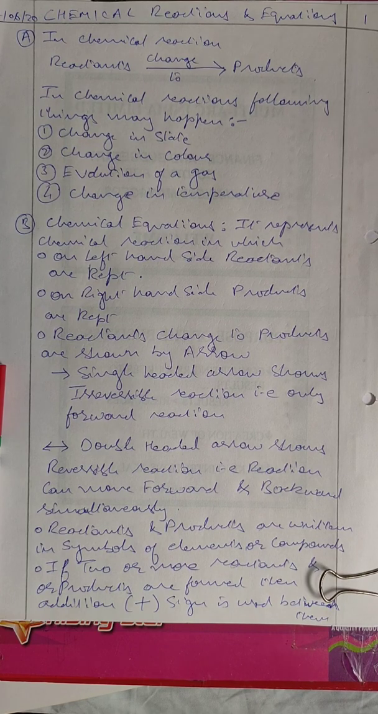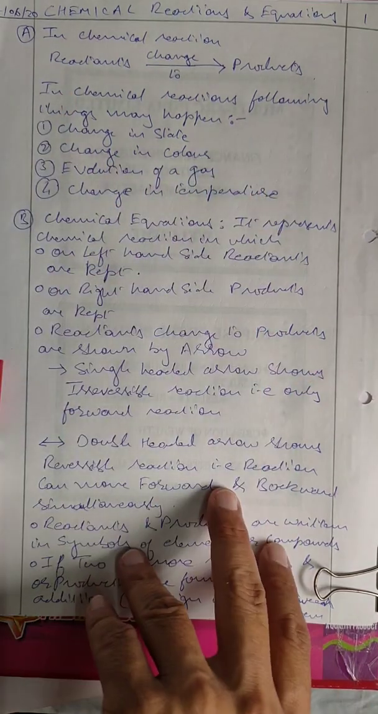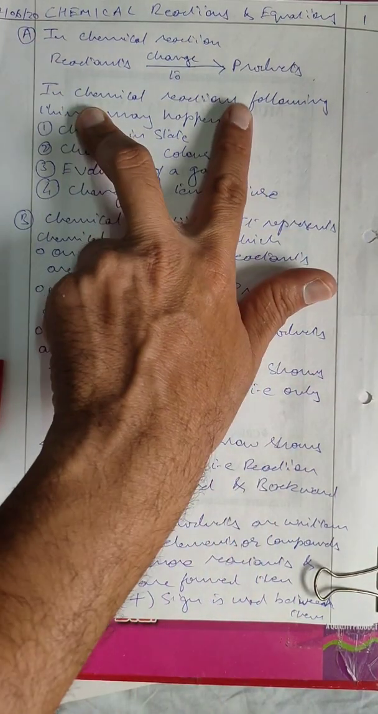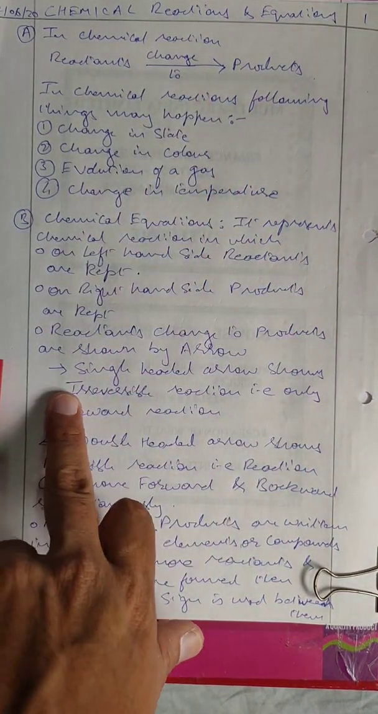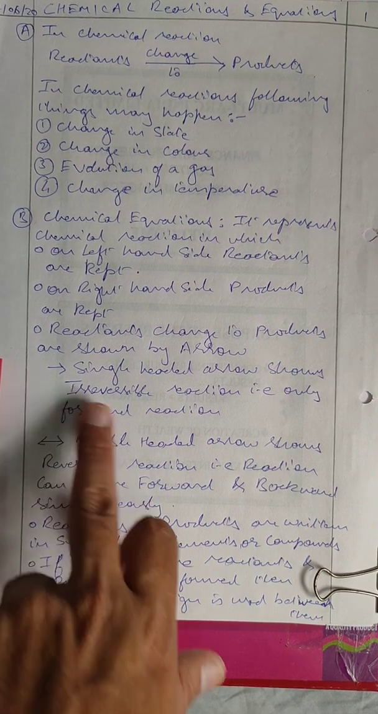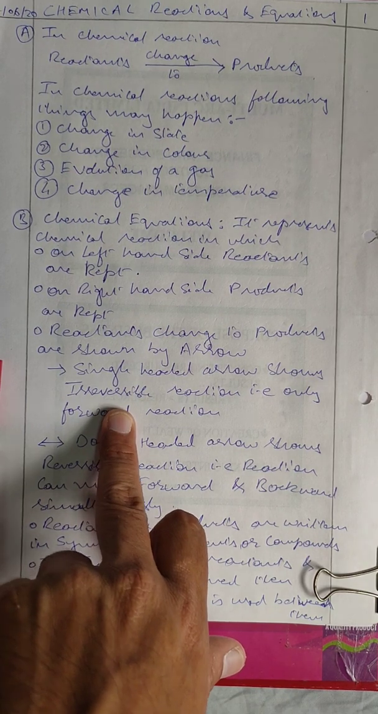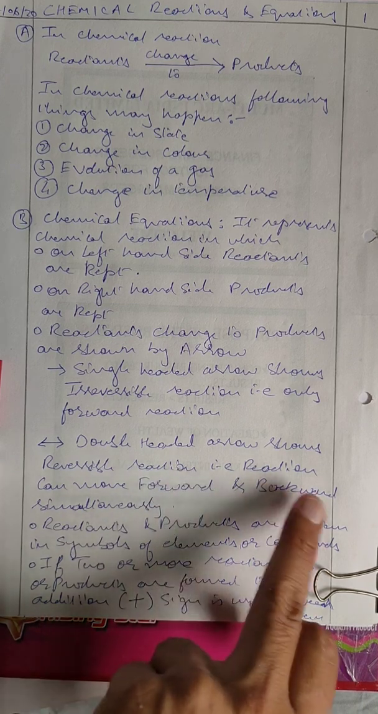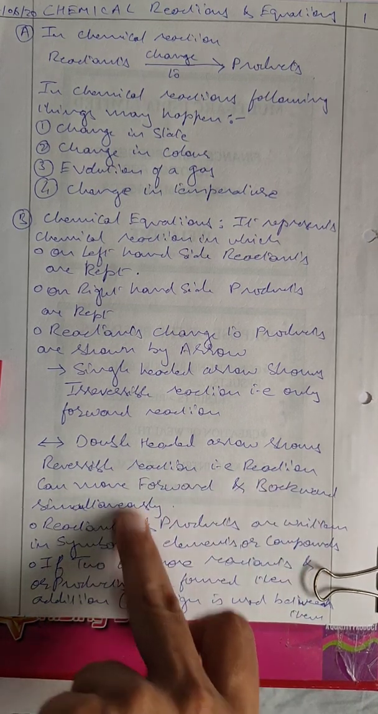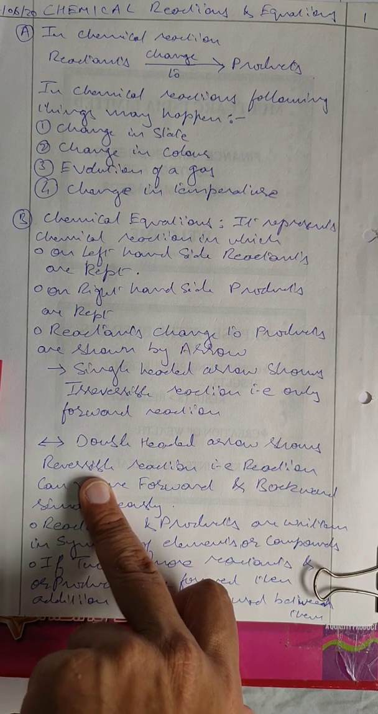Then we will talk about chemical equations. In chemical equations, on the left hand side are the reactants and on the right hand side are the products. These reactants and products are separated by means of an arrow. The arrow may be a single headed arrow. It shows an irreversible reaction. That means the reaction is just moving forward. Or it may be a double headed arrow. That means the reaction may move forward as well as backward. That is reversible. Irreversible means only in one direction and reversible means in both directions.